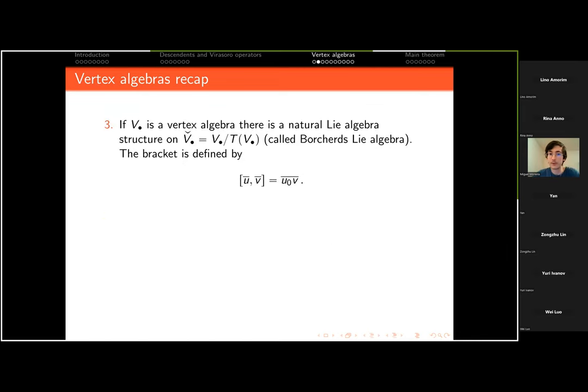Another notion that plays an important role is that of the Borcherds Lie algebra. If you have a vertex algebra V, then there is a natural Lie algebra structure on the quotient of V by the image of the translation operator. I will always use a check to denote the Borcherds Lie algebra associated to a vertex algebra V. The bracket is defined in a very simple way. To take the bracket of the class of u and the class of v, you choose some lifts u and v, take the zero product, and look at its class again in the Borcherds Lie algebra. You can prove that this is well defined, so it does not depend on the choices of representatives, and that it satisfies the axioms of a Lie algebra.